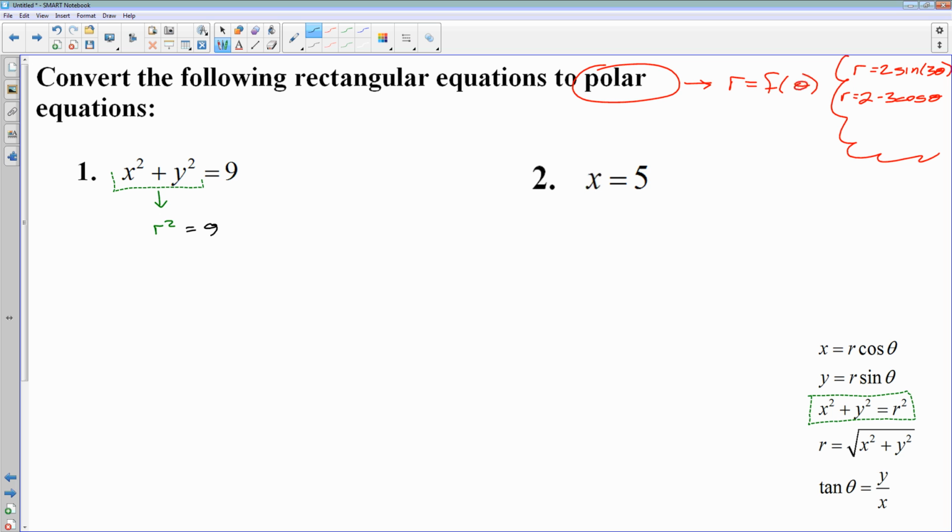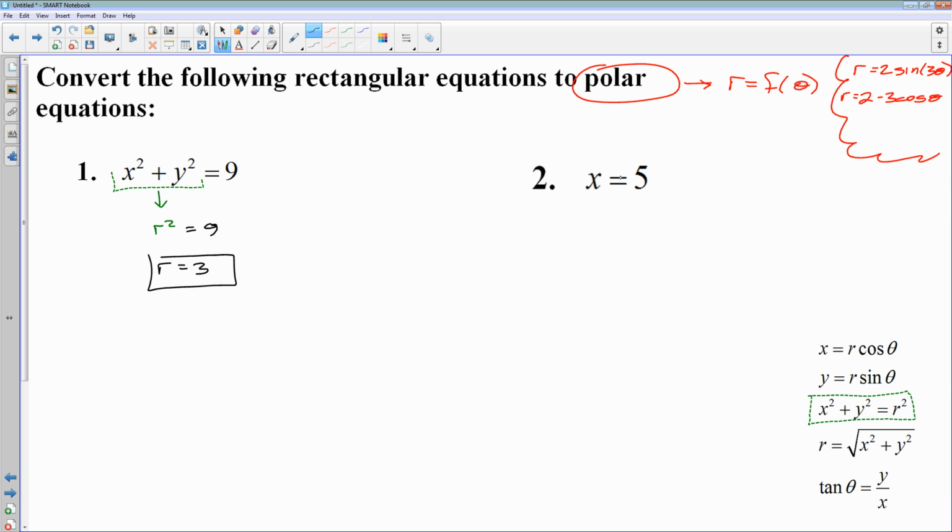And then I'm going to do the difficult task of taking the square root of both sides. And I know that r is equal to 3. So there is the polar form of the equation. There's no theta in this one, but that's going to happen sometimes. Hopefully you recognized x squared plus y squared as a circle. We've done circles before. This is a circle with radius 3. You take the square root of that number, and in polar form, r equals 3 is a circle with radius 3.